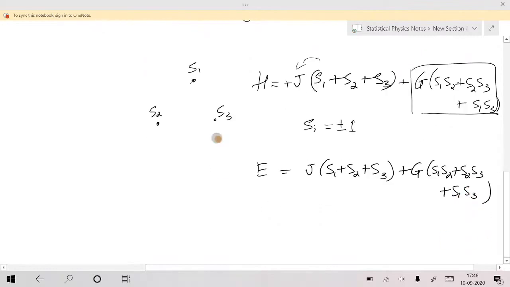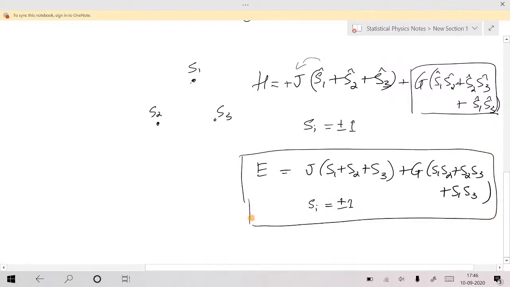Once I write energy like this, if you write the Hamiltonian, this should be an operator, the Z component of spin actually. Once you write energy, this should not be an operator, this should be a quantum number. I'm going to define it like this: Si is equal to plus or minus 1. This is the whole modeling.